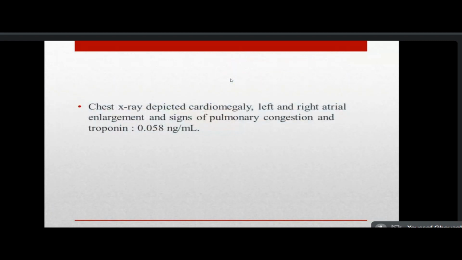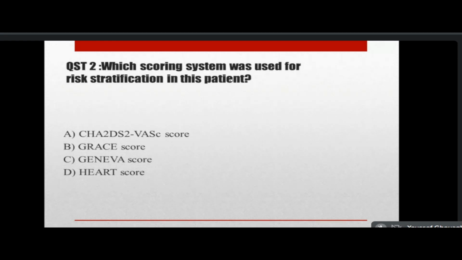A chest X-ray depicted cardiomegaly, left and right atrial enlargement, and signs of pulmonary congestion, and troponin was 0.058. Which scoring system was used for risk stratification in this patient? A, CHADS-VASc; B, GRACE score; C, Geneva score; or D, HEART score? Which one?